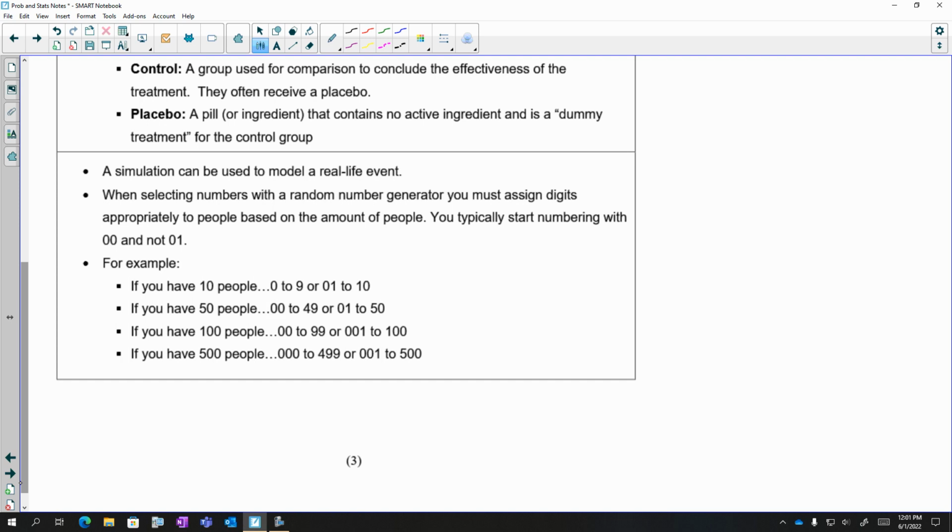Simulations can be used to model real-life events. With a simulation, it's usually about selecting numbers with a random number generator. It's important to know that you have to have equal digits. So if I want to select five people, I can use the numbers 1 through 5. But if I want to select 15 people, I can't use the numbers 1 through 15. I have to use 01 through 15 because all of my numbers have to have an equal number of digits. And there are some examples for you here.